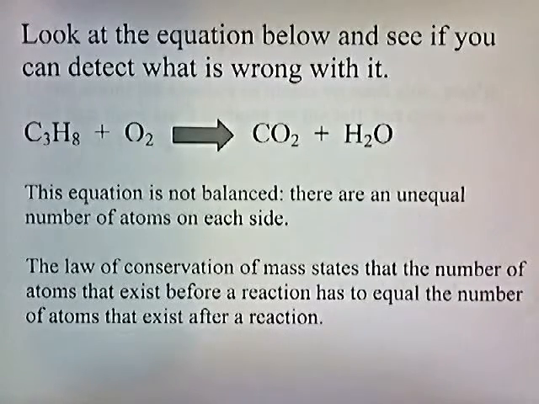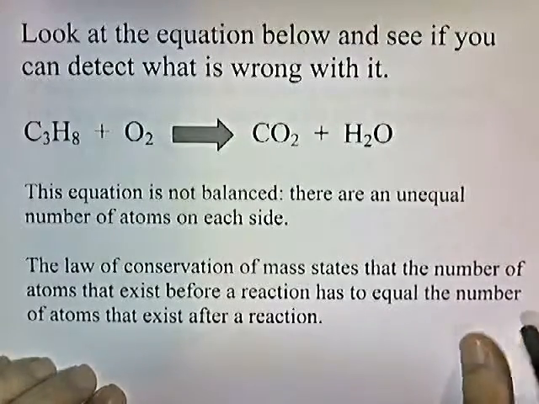So look at the equation below and see if you can detect what's wrong with it. If you look at it carefully, you'll see the equation is not balanced. There are an unequal number of atoms on each side. And the law of conservation of mass states that the number of atoms that exist before a reaction has to equal the number of atoms that exist after a reaction.